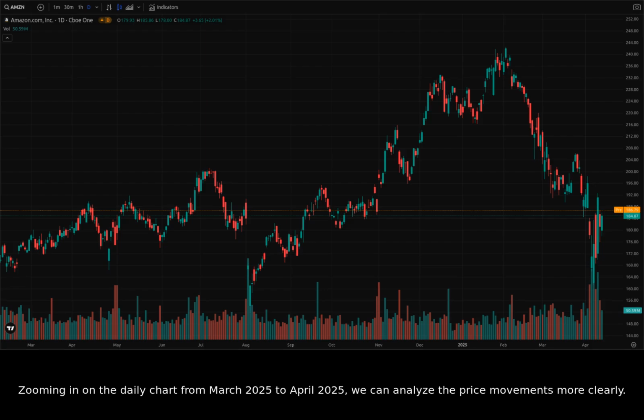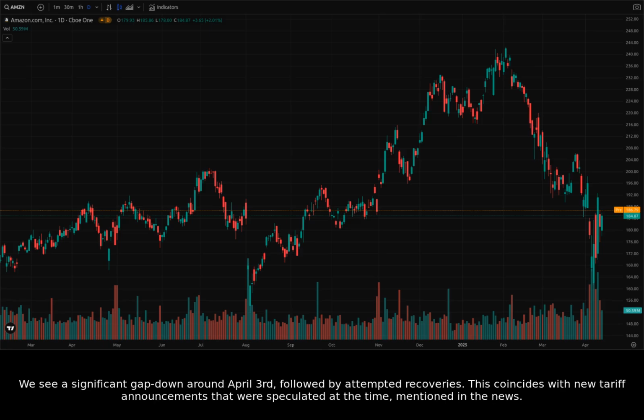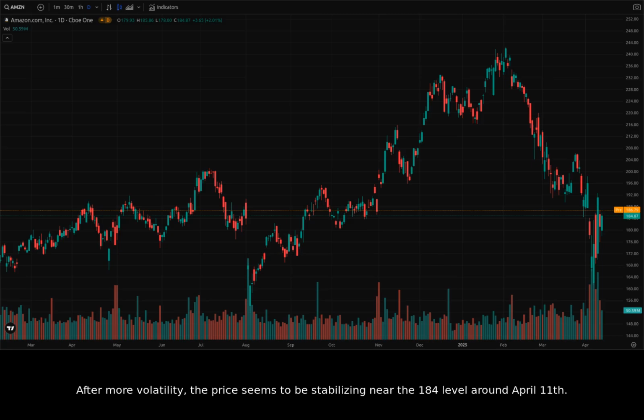Zooming in on the daily chart from March 2025 to April 2025, we can analyze the price movements more clearly. The early part of April shows large drops and increases, showing uncertainty in the market. We see a significant gap down around April 3rd, followed by attempted recoveries. This coincides with new tariff announcements that were speculated at the time, mentioned in the news. After more volatility, the price seems to be stabilizing near the 184 level around April 11th.